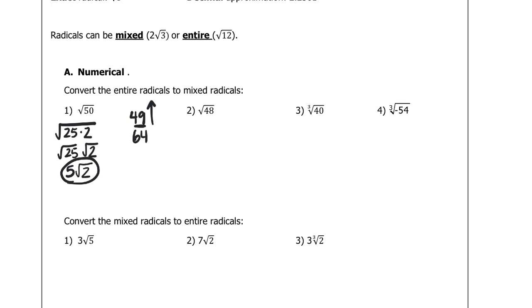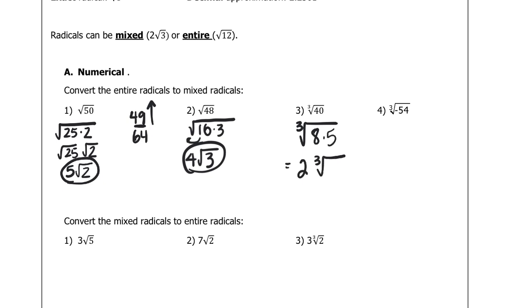Okay, 48. So what can I break 48 into that has a perfect square root? It can be 16 and 3. And the square root of 16, when it comes out, will be 4. And this 3 is stuck inside of there. So root 48 is the same as 4 root 3. Okay, for the cube root of 40, now I'm looking at things on my perfect cube list that will divide into 40. So I can break the cube root of 40 into 8 times 5, and the cube root of 8 is 2. So I have 2 cube root 5.